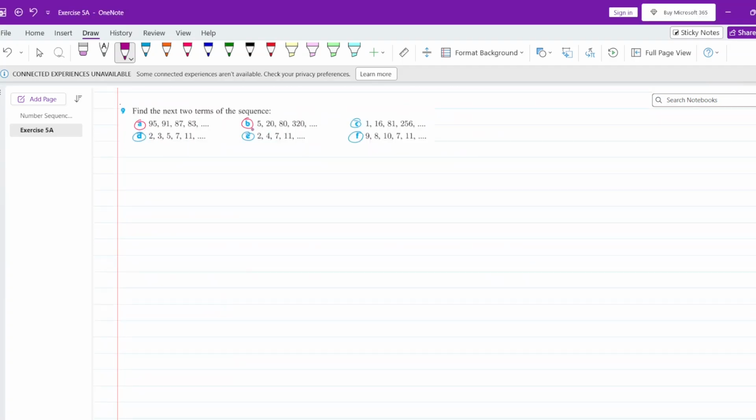So the red ones are for you to do on your own. I'll solve C, D, E, and F. C is 1, 16, 81, 256. Find the next two terms of the sequence. We can say this is 1 raised to the power 4, this is 2 raised to the power 4, this is 3 raised to the power 4, this is 4 raised to the power 4. So the next two terms are going to be 5 raised to the power 4 and 6 raised to the power 4.